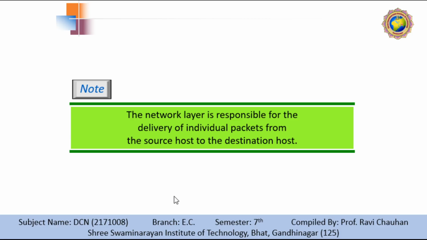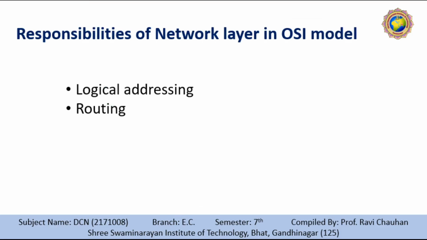Fine. You can see that the network layer is responsible for delivery of individual packets from the source host to the destination nodes. It is clearly understandable. So let's define the roles and responsibilities of the network layer. There are two major responsibilities of the network layer: logical addressing and routing.